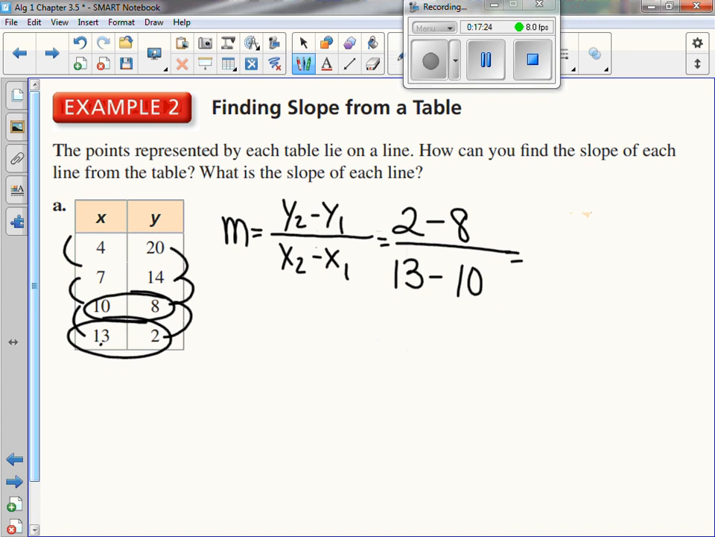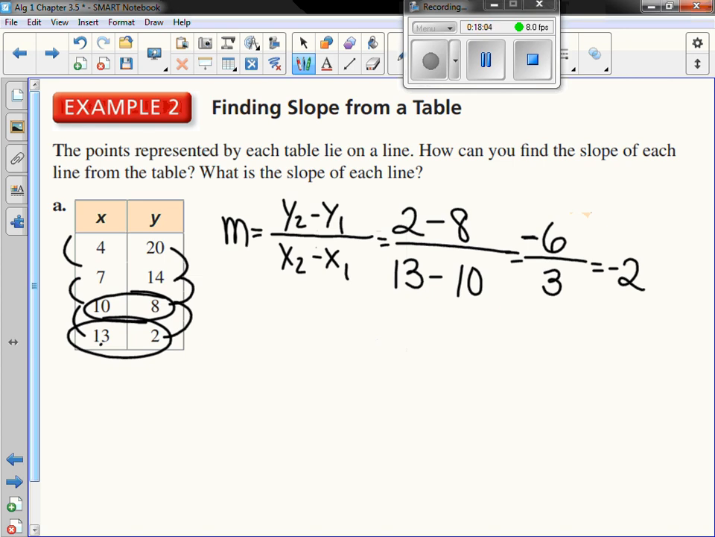Any questions on how we got this here? Any questions on any of this here so far? And it really doesn't matter which points we use, as long as we pick corresponding x and y values and plug them in. So when we simplify, 2 minus 8 would be negative, what? 6. 13 minus 10 would be 3. And negative 6 over 3 would be negative 2. And we'd have this here. So the slope would be negative 2.